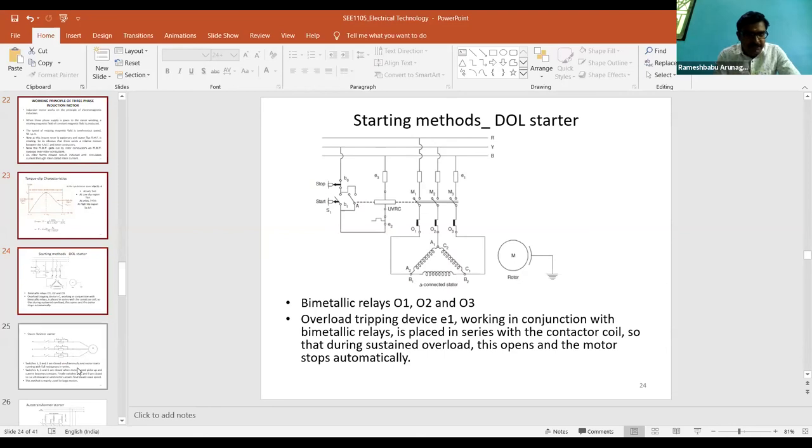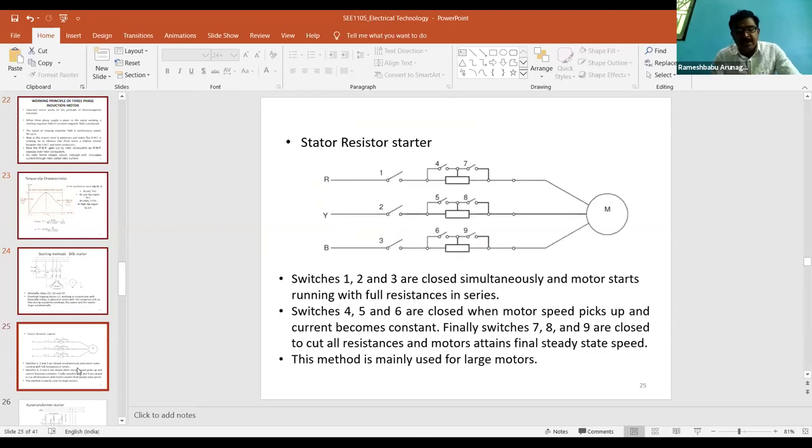The next starter is the stator resistance starter. You can see the diagram here. First I need to close switches 1, 2, 3. When I close switches S1, 2, 3, what happens? Full resistance is connected. The rectangular boxes are the resistances connected here. So most of the voltage is dropped across the resistance, and a very low voltage is applied to the machine.